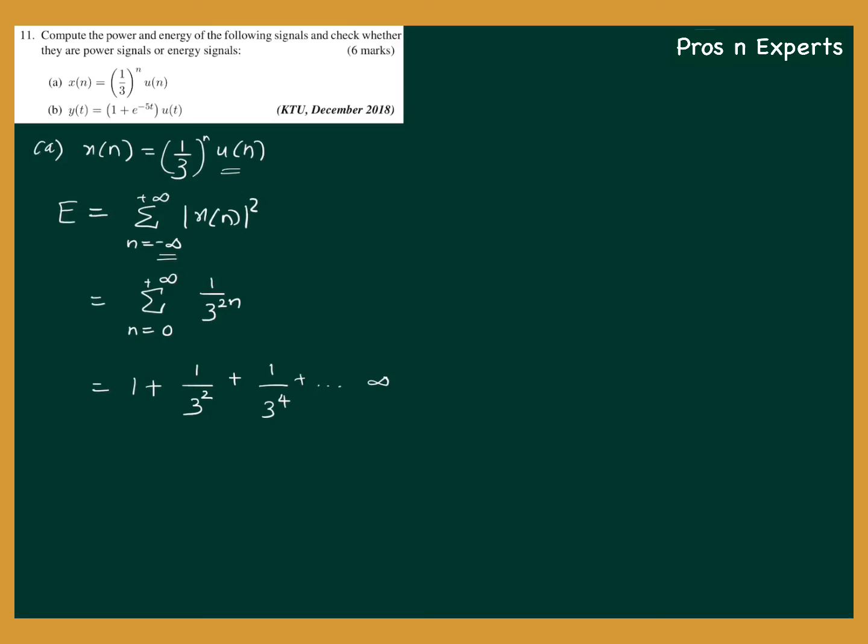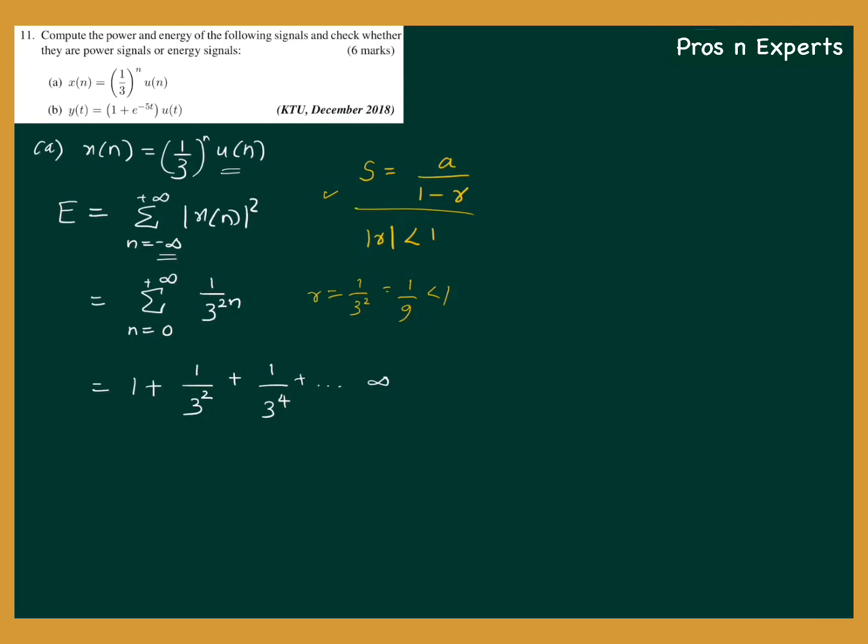And definitely, this is a geometric progression. This is an infinite geometric progression whose sum, we already know, is a by 1 minus r, where a is the first term and r is the common ratio. But you should be careful about this equation, because it can be applied only when the common ratio, mod r, is less than 1. Only in this case we can use this equation. Checking whether this condition is valid here: r is equal to 1 by 3 square, this 1 by 9 is definitely less than 1. So we can definitely use this equation here.